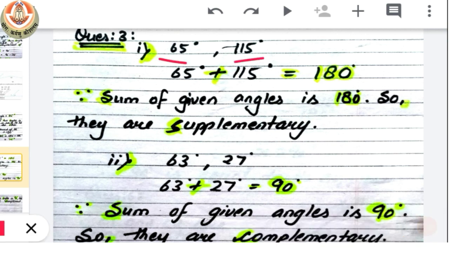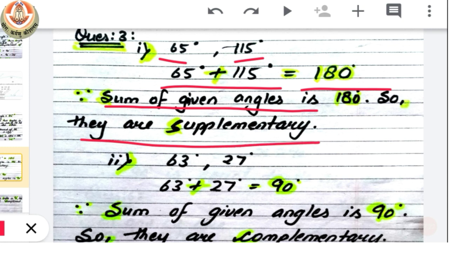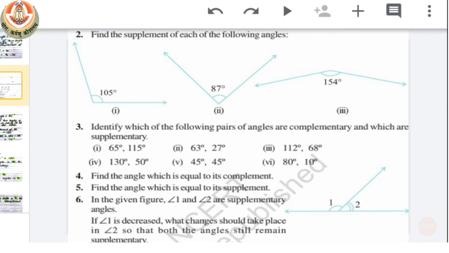So in the first part we have 65 and 150. When we add them, we get 180 as their sum, and we know that when the sum of given angles is 180, they are supplementary angles. Whereas in the second part we have 63 and 27. When we add them, we get 90 as their sum, and we know that when we have 90 degrees as the sum of two angles, they are known as complementary angles. Now the other parts can be done easily, we just have to add them.